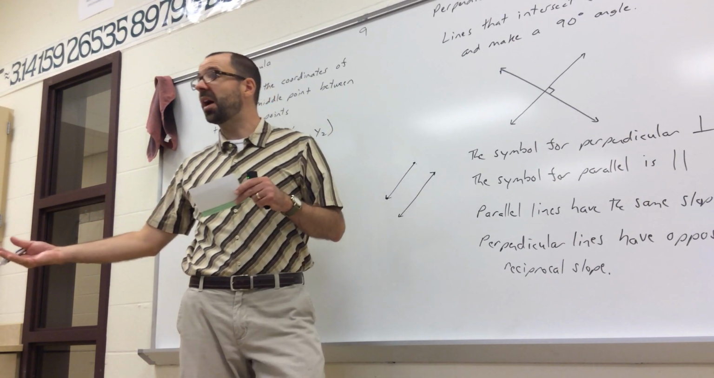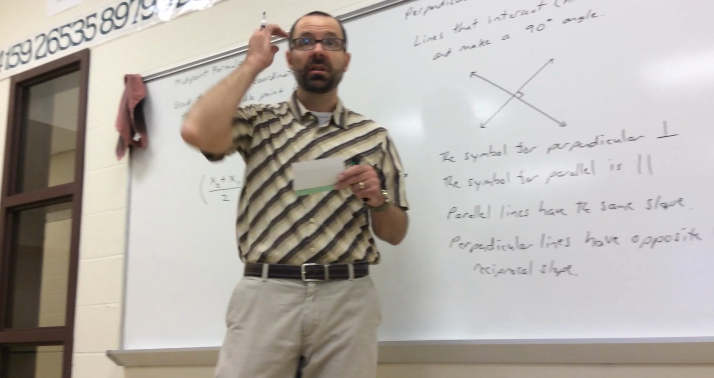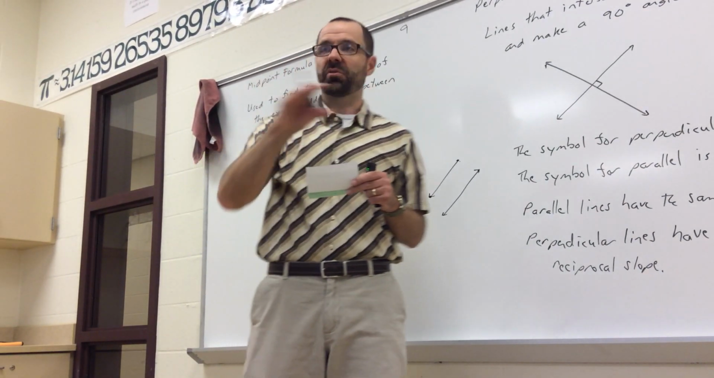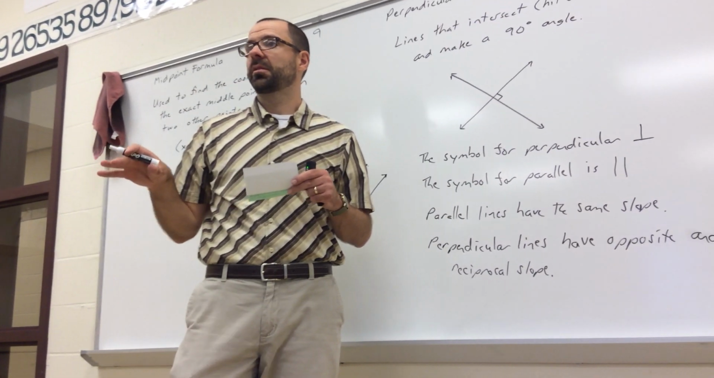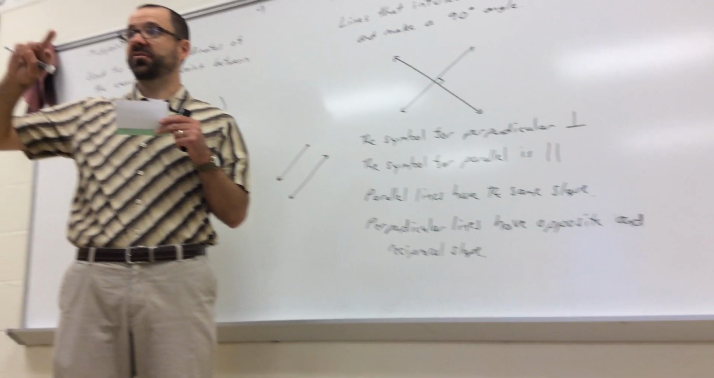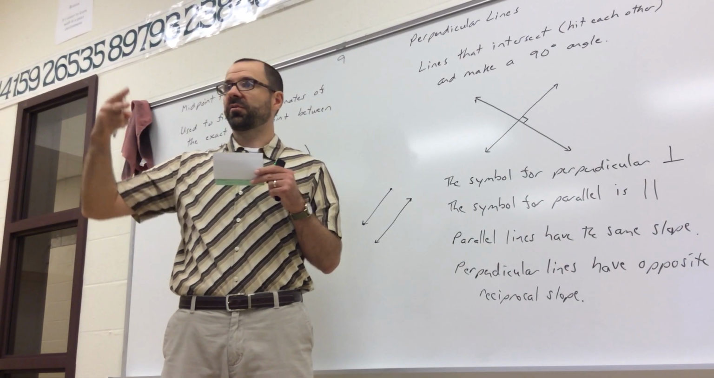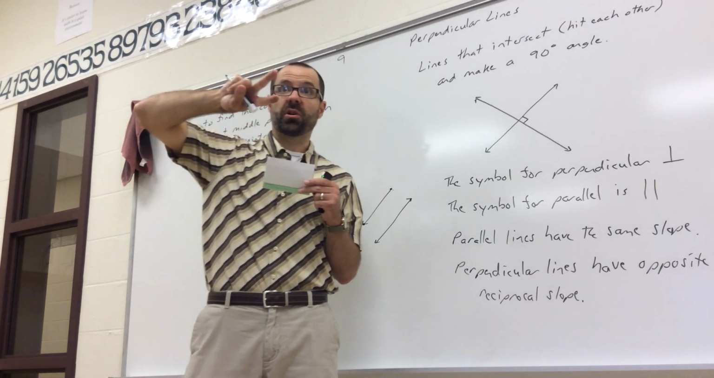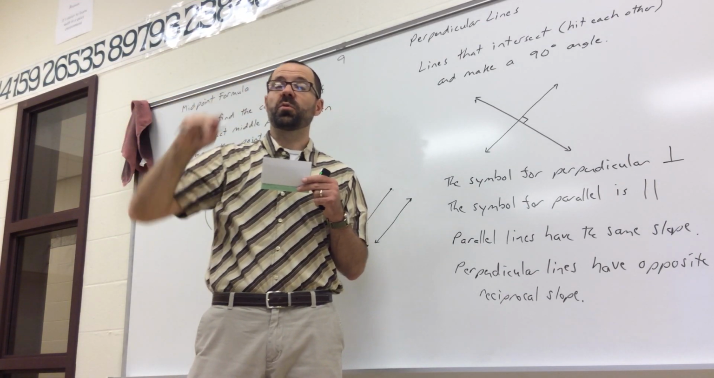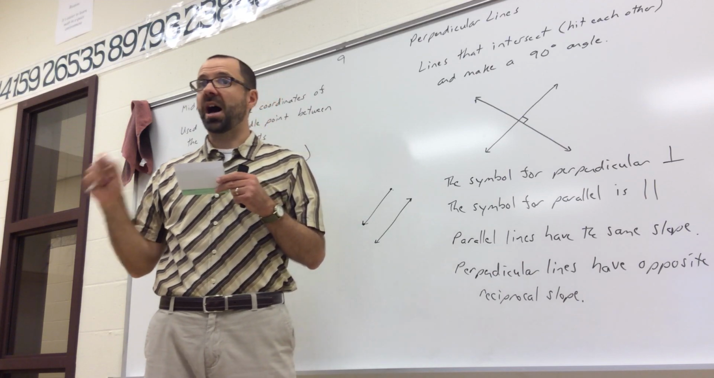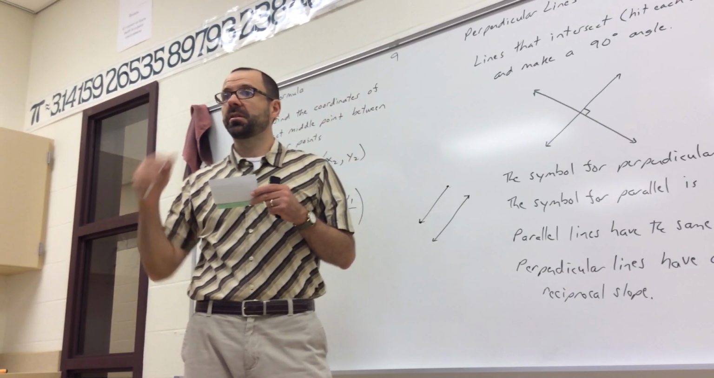It means one of them's positive and the other one's negative. So if one of the numbers is 2, the other one would be negative 2. That's opposite. Okay, and then reciprocal means that the fraction is flipped. So if this fraction is 3/2, then the other one is 2/3. And with perpendicular lines, both of those are going to happen. They're going to be both opposite and reciprocal.